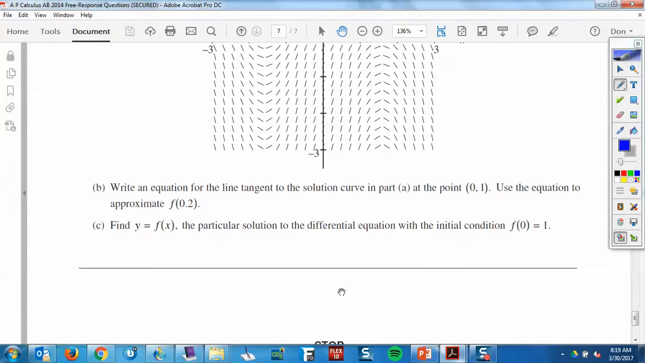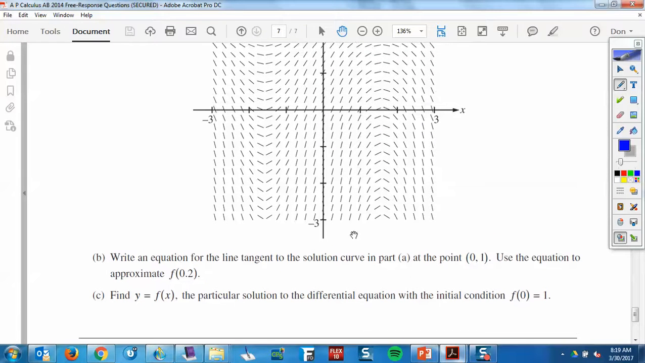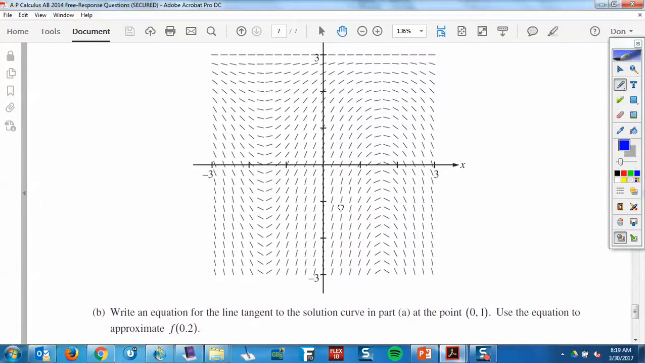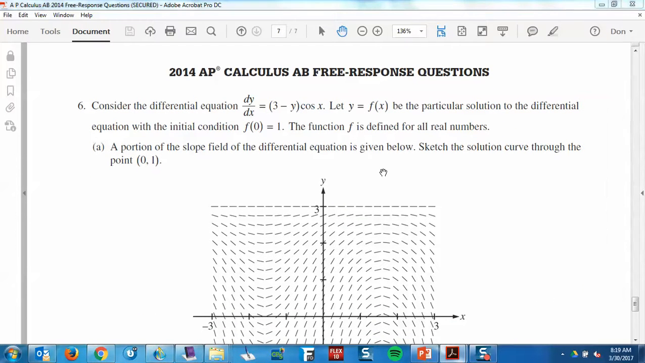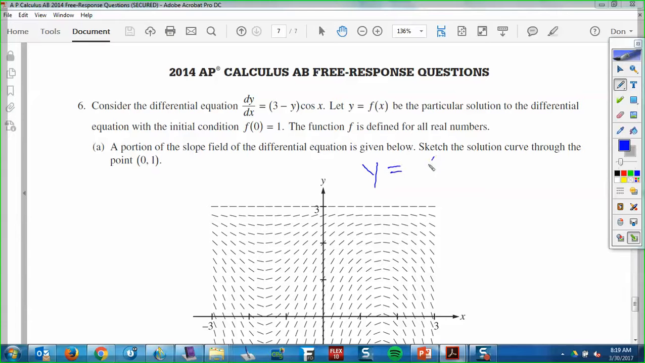And then the second part was write the equation of the tangent line, and use the equation to approximate f of 0.2. So you're doing the tangent line at (0, 1). So we need y equals, we need slope. Okay, so how do you get the slope? Put it into here, right? So you're going to put a 1 there, you're going to put a 0 there. Cosine of 0 is 1. 3 minus 1 is 2. Is that what you got? 2. So y equals 2x plus 1 is the tangent line.